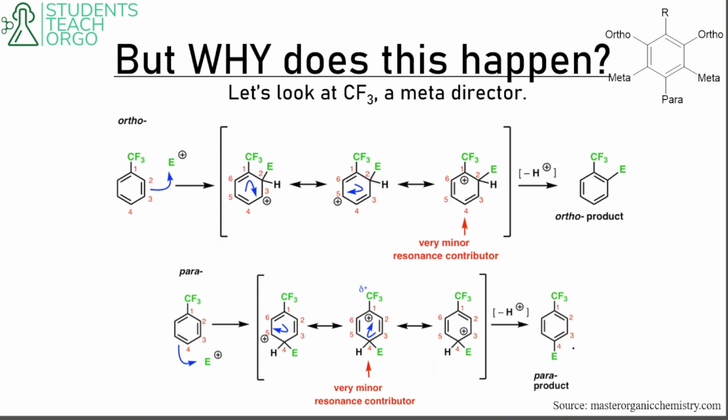So why does this happen? Let's look at CF3, so basically 3 fluorines, as a meta director. This is a great meta director. If you look at these 3 resonance structures, in all cases one atom does not have a full octet. And so even this is considered a very minor resonance contributor. This is in the ortho product. You can see this is not a stable product. In the para product, same thing. No stabilization in this case.